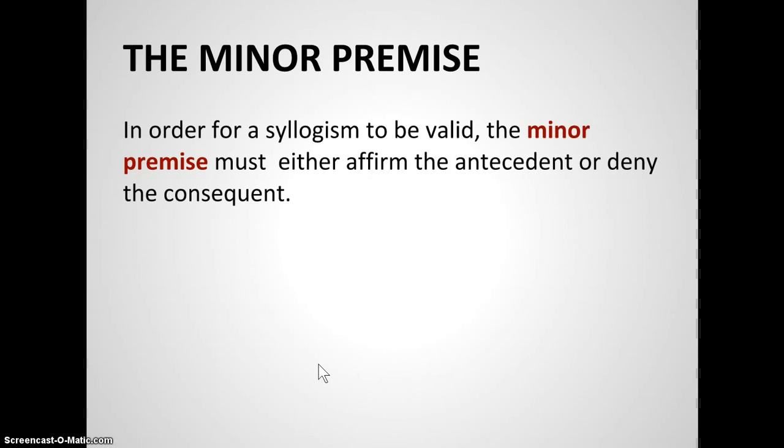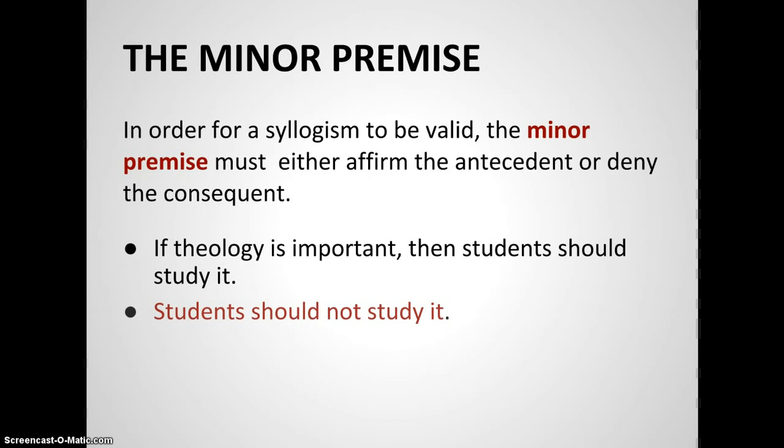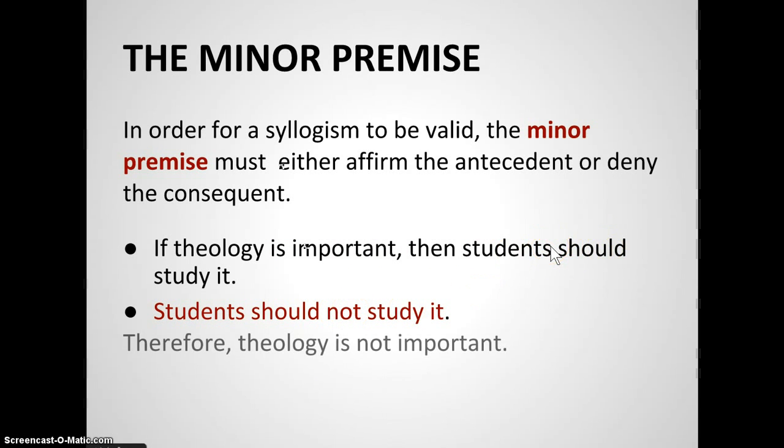Let's look at another syllogism here that denies the consequent. So here's our major premise. The minor premise takes the consequent here and adds the word not. That's the key word there. It denies the consequent. Here's our conclusion, and the consequent is denied. The syllogism is valid, and therefore, again, assuming the truth of these premises, this conclusion must necessarily follow.